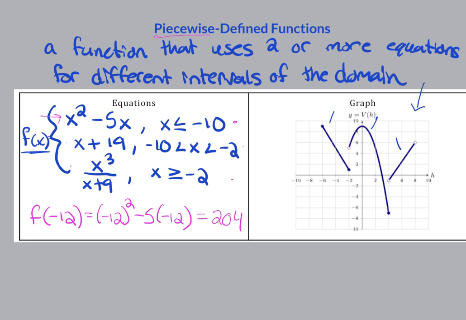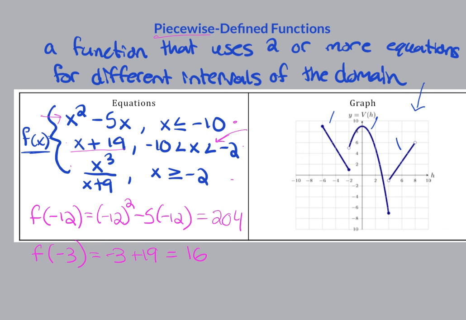So now let's look at f of negative 3. Okay, so which interval does negative 3 fall on? All right, this middle one. So we're going to plug negative 3 just into the middle equation. So negative 3 plus 19 equals 16.